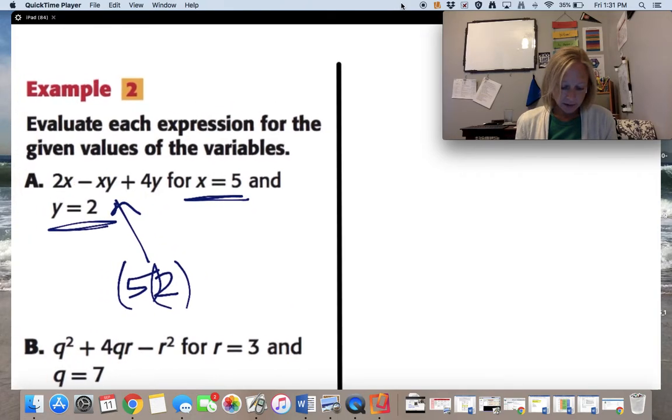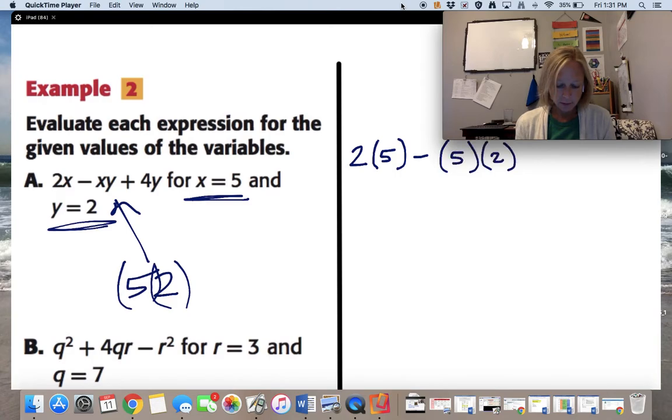So let's go ahead and start with example A. So 2x, every time I see an x, I put a 5 in parentheses, minus xy, 5 times 2, plus 4y, 4 times 2. According to my order of operations, I have to do parentheses first. I see parentheses here, but right now they mean multiplication. Then exponents, I don't have any exponents, and now multiplication. So 2 times 5 is 10, minus 5 times 2, which is 10, plus 8.